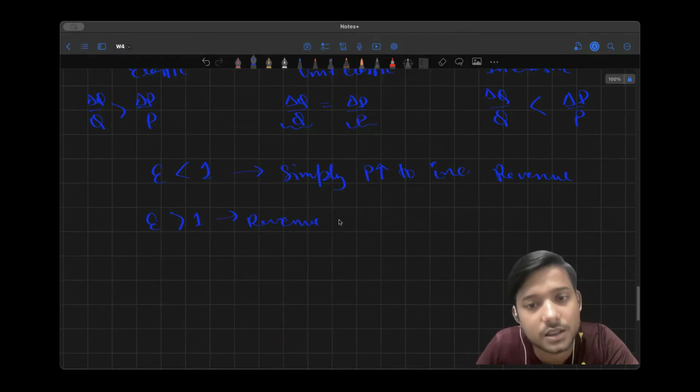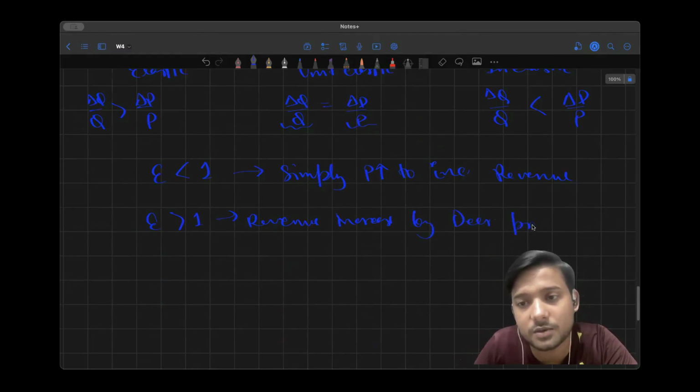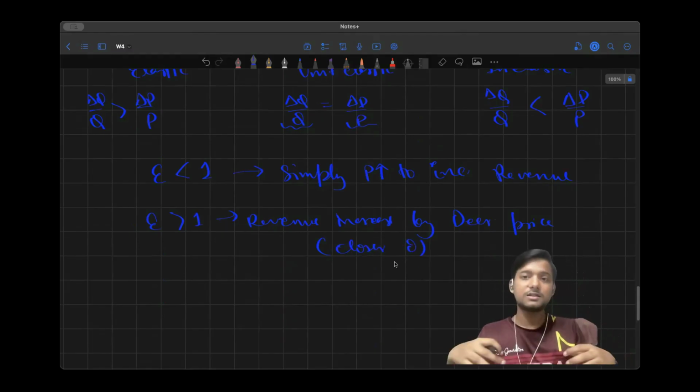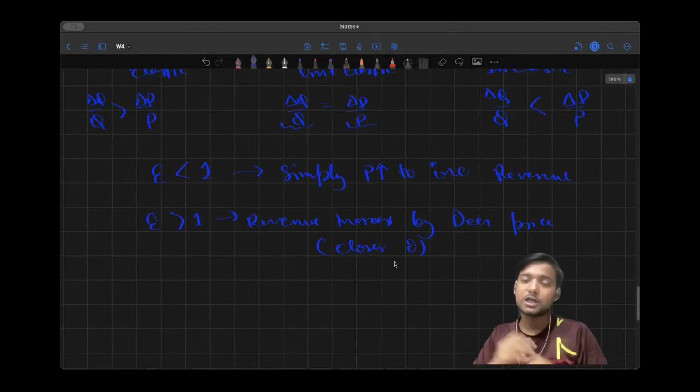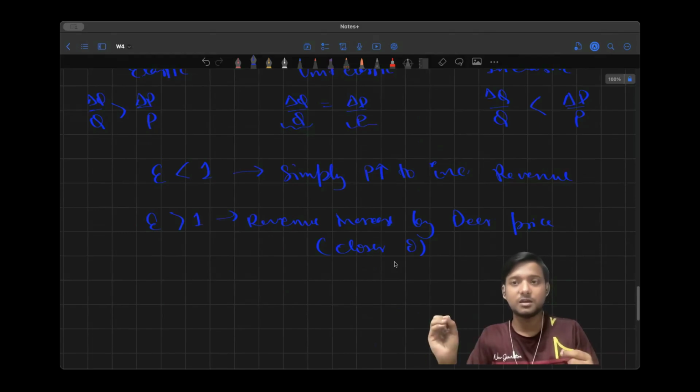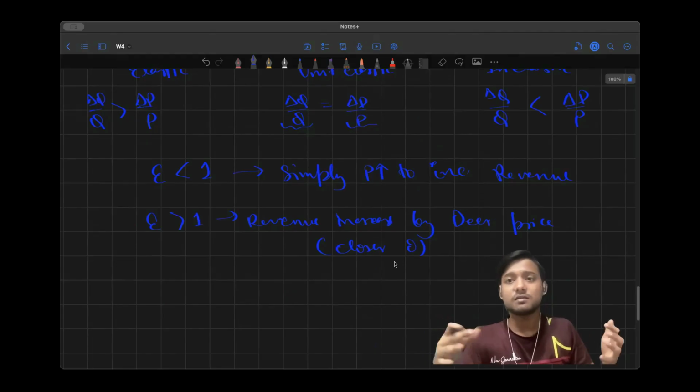revenue increases by decreasing price, or you can say bringing it closer to 0. Right? Let's say I know I am making something and people are very sensitive to the price, right? I know if I have been selling some good for 10 rupees and if I increase the price to 12 rupees, suddenly my customer base drops from 10 to 3. That's a very big change, right?